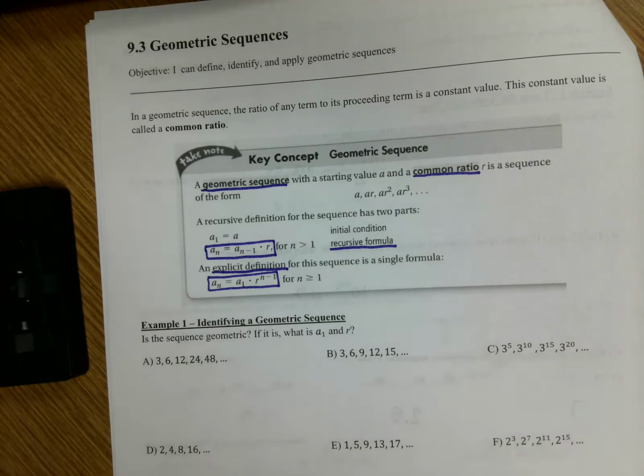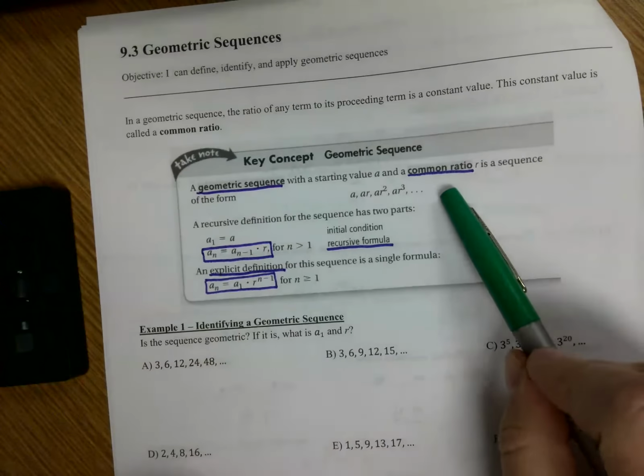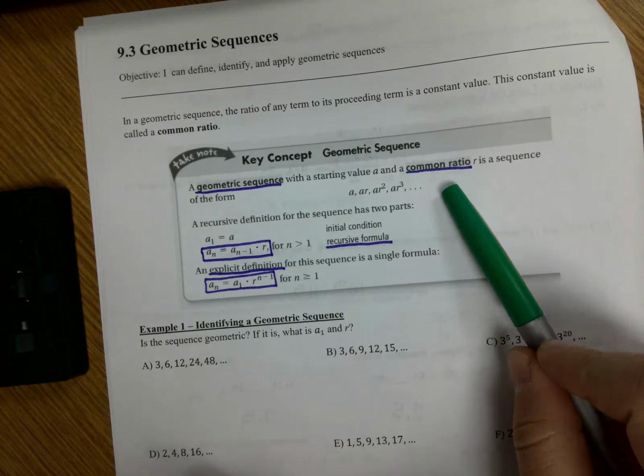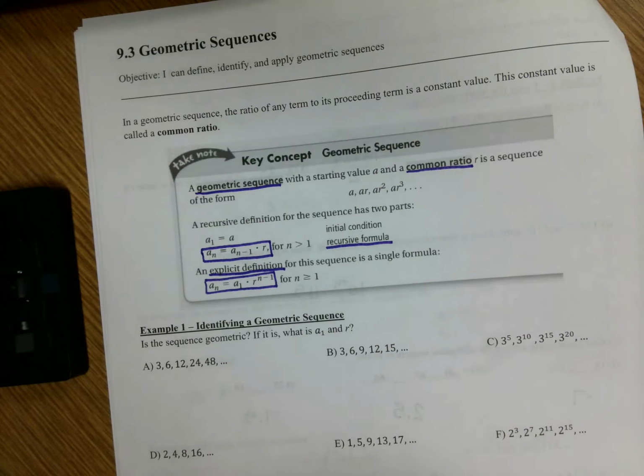So now we have geometric sequences. Geometric sequences are pretty close to the same thing as arithmetic, except now when we're finding our common, it's called a common ratio. Because instead of a common difference, where we're adding or subtracting the same number each time, a common ratio means that we are multiplying by something each time.